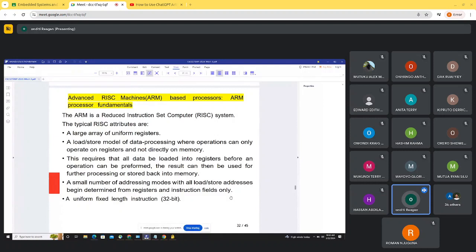So you also need to understand how much data a bus can carry. A bus that can carry more instructions is much faster than a bus that can carry fewer instructions. And when it comes to the uniform fixed length instructions, this is where you are able to discuss the issue of a 32-bit or a 64-bit system. There are microprocessors which are 32-bit and there are microprocessors which are 64-bit. But what determines that is the length of the bus.